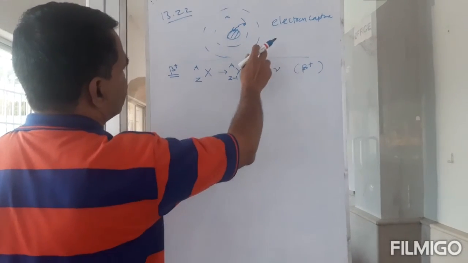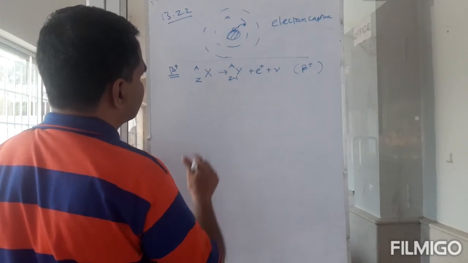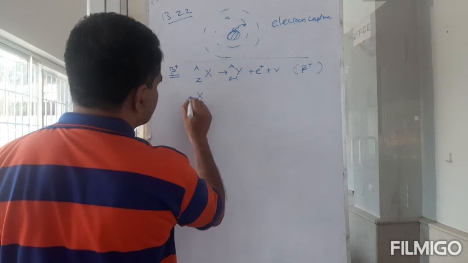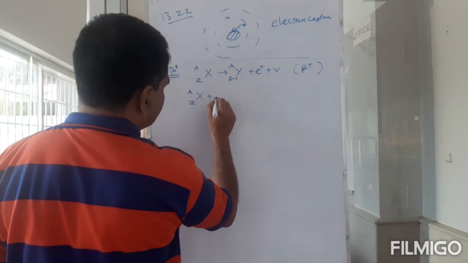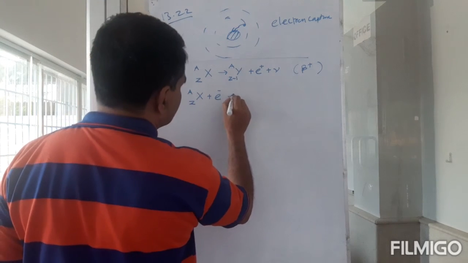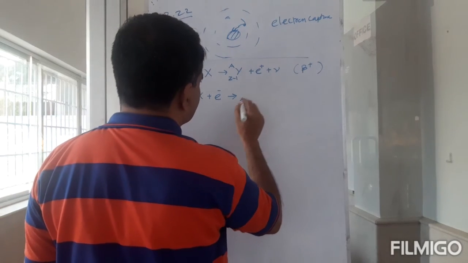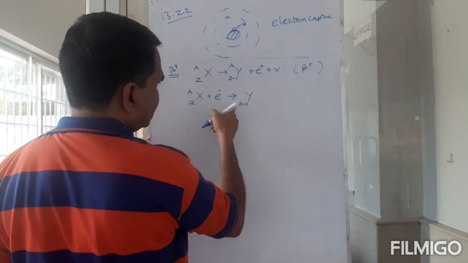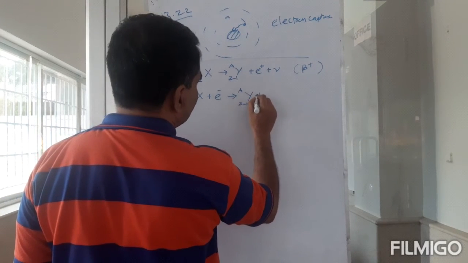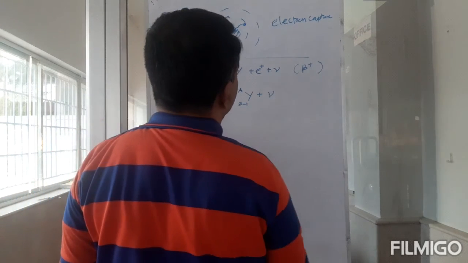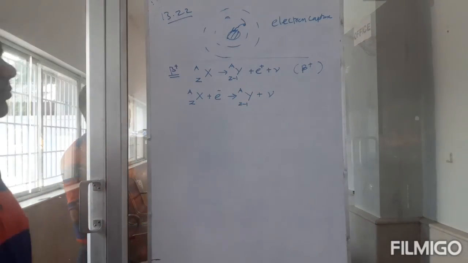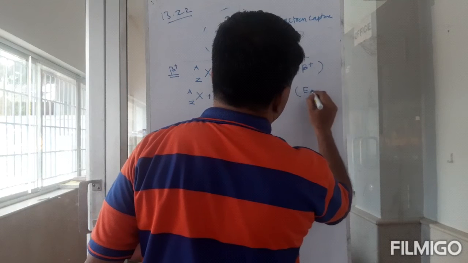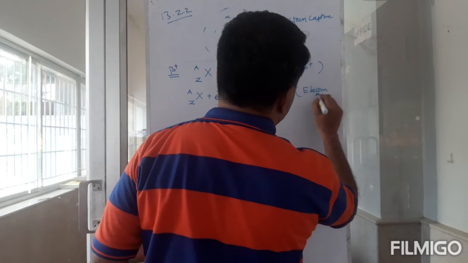And the other process, the electron capture process, is this. You have this element X, with Z and A. Now you capture an electron e minus, and then you become Y, which is Z minus 1, because it's minus 1, and you get A, and along with it you get a neutrino. So this is the electron capture process.